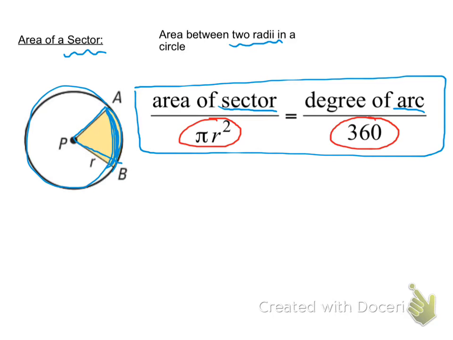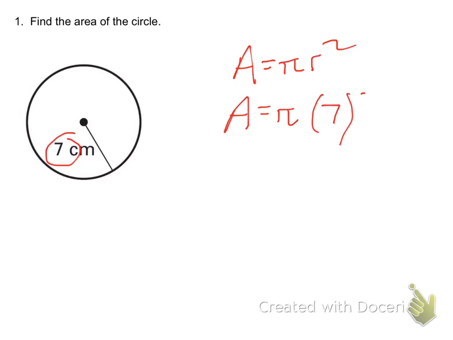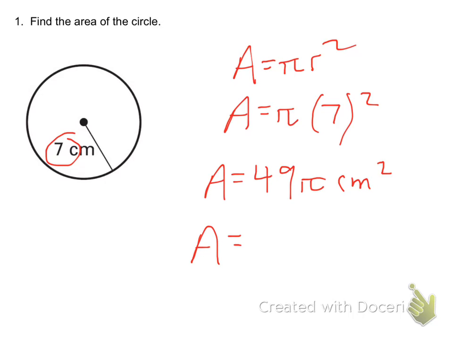Now let's get straight to some examples. Find the area of the circle. Pretty straightforward, so we're going to use our area formula. Area equals pi radius squared. We can see over here that our radius is 7, so area equals pi times 7 squared. And so the area of this circle is 49 pi centimeters squared. And that is our terms of pi answer.